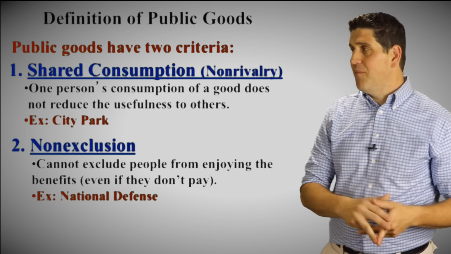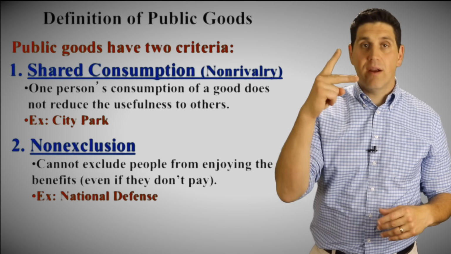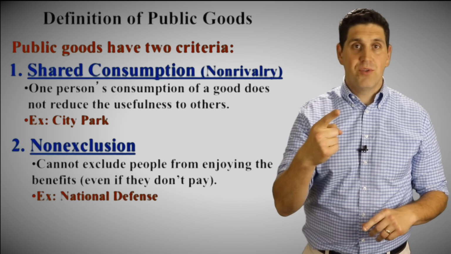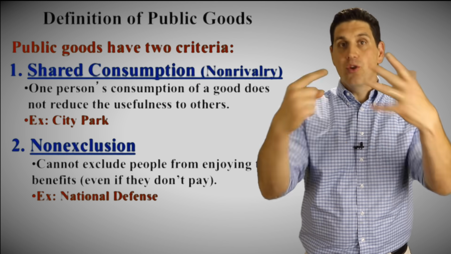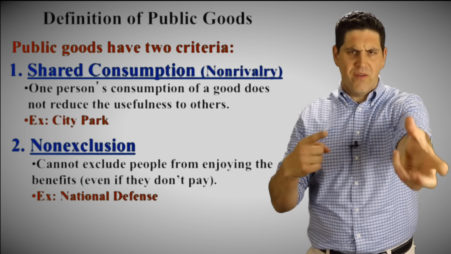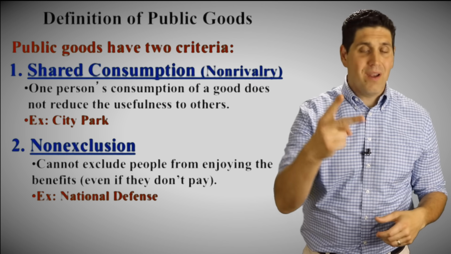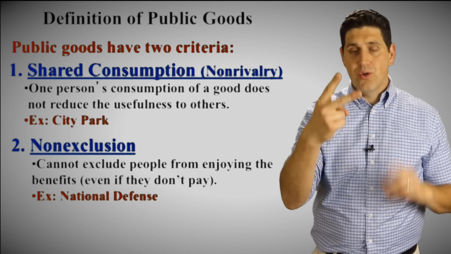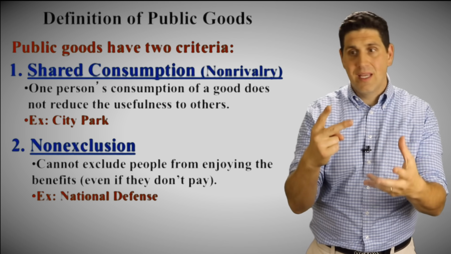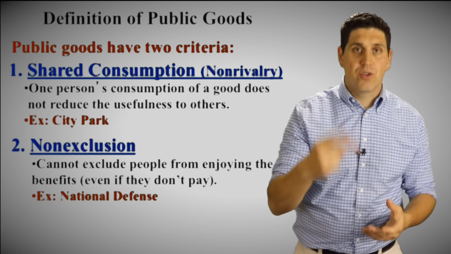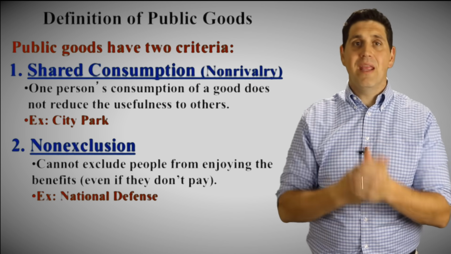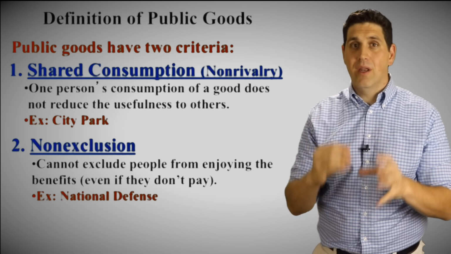The first one is the idea of public goods. Public goods have two characteristics. Number one, shared consumption, or what's called non-rivalry. When I use it, you can use it, we can all use it. Your consumption of it doesn't destroy it for me. And most importantly, this idea of non-exclusion. You cannot exclude people from enjoying it if they didn't pay their taxes. So non-exclusion and shared consumption mean that it's a true public good.